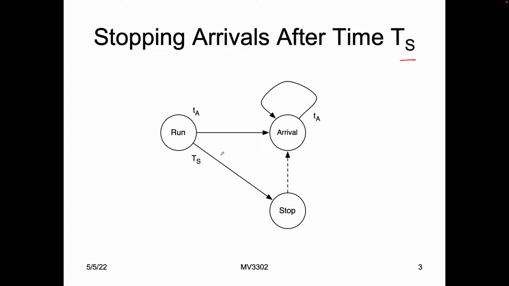So here's how we do that. From the run event, we simply schedule another event. We'll call it stop or stop arrivals or something. Actually, stop is not the best name for this, but again, the names are arbitrary. It works fine. We schedule that after our time, and then when that occurs, we simply cancel the first arrival.